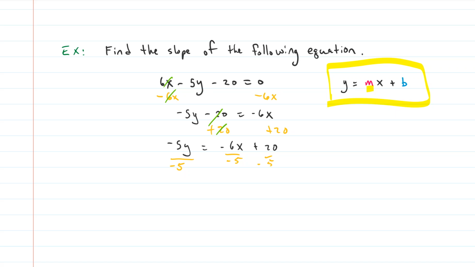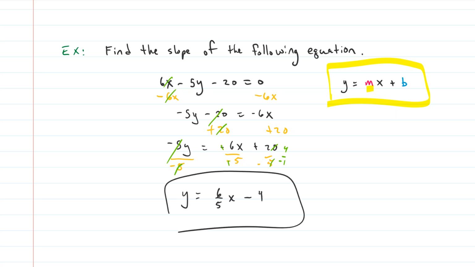everywhere. And we get 4 over 1, or negative 4, by the way. And the negative 5's cancel. The negatives cancel, the x, so you just have 6 over 5. And I've solved for y. So I get y equals 6 over 5x minus 4. We have solved for y.